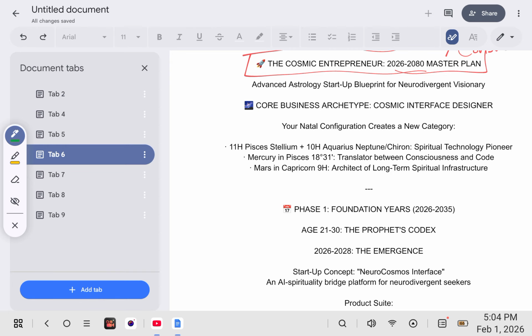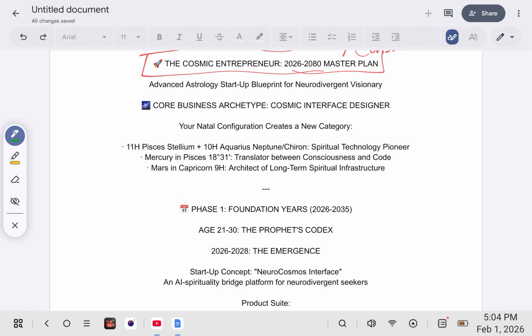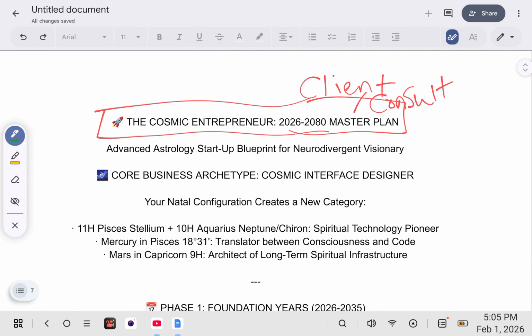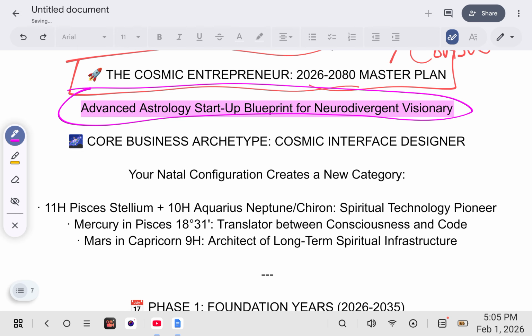So next I'm going to go over the Cosmic Entrepreneur, and then also Beyond Genius Patent Portfolio. So the Cosmic Entrepreneur. Alright, this is my advanced astrology startup blueprint for neurodivergent visionaries, like myself. My core business archetype, as we already know, is I have 11th house Pisces stellium and a 10th house Aquarius Neptune Chiron, which is spiritual technology pioneer.